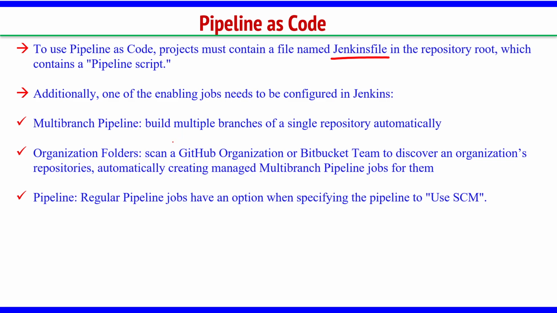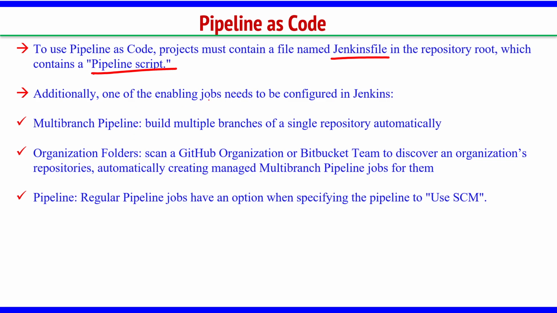Okay, the project must contain a file named Jenkinsfile in the repository root, which contains a pipeline script, which you will be opening and editing. I hope you remember in Jenkins, when I was demonstrating it, we saw that we have to write some script there, right? That is the script which will help us in building the pipeline, right?